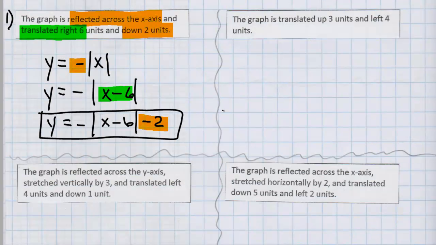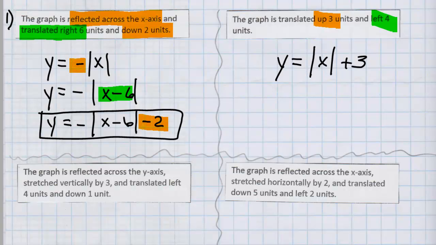The graph is translated up 3 units and left 4 units. Up 3 units is vertical, and left 4 units is horizontal. Let's start with the first transformation. We have y equals the absolute value of x plus 3. The next transformation is left 4, so y equals, this is horizontal movement, so it's x plus 4, because it's the opposite of the way we think.